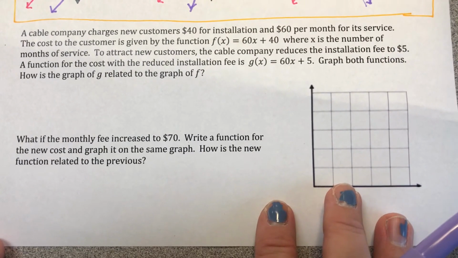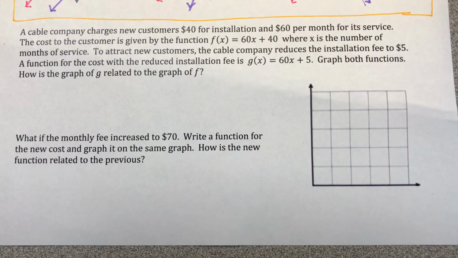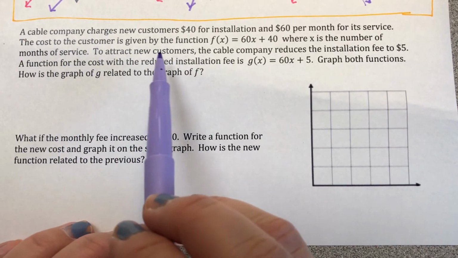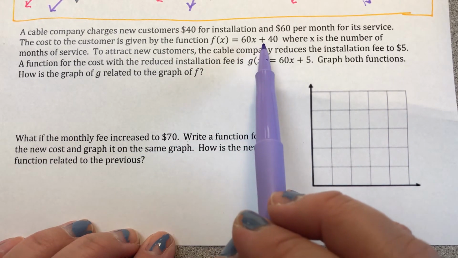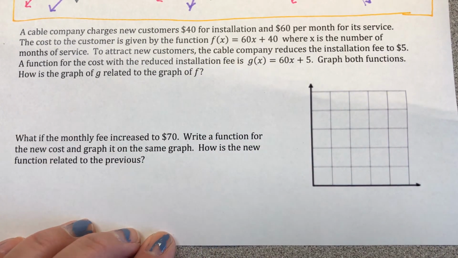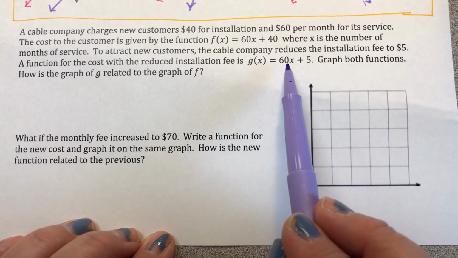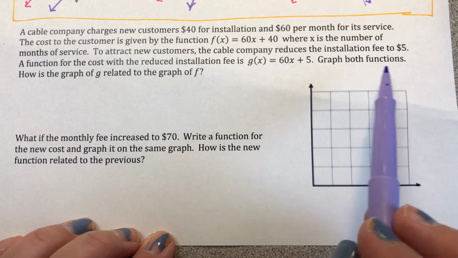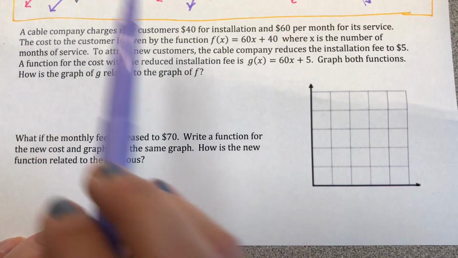Okay, so let's talk about this example. It says a cable company charges new customers $40 for installation and $60 per month for its service. The cost to the customer is given by the function f of x equals 60x plus 40, so your cost depends on how many months, where x is the number of months of service. To attract new customers, the cable company reduces the installation fee to $5. A function for the cost with the reduced installation fee, right? Now it's still $60 a month, but it's $5. It says graph both functions. How is the graph of G related to the graph of F?